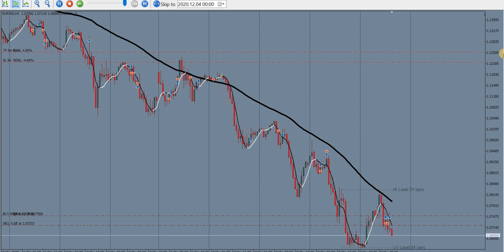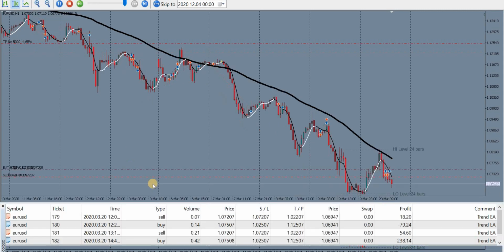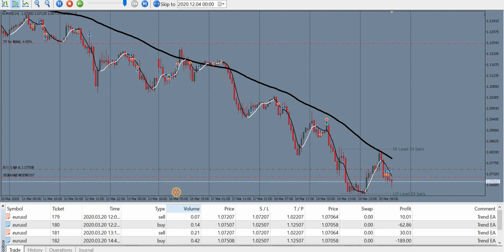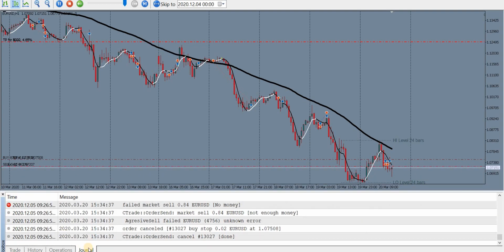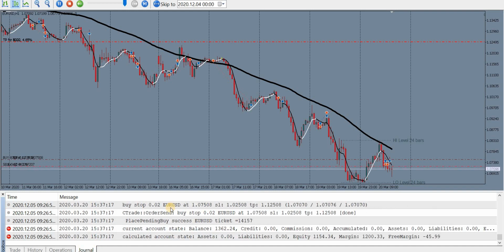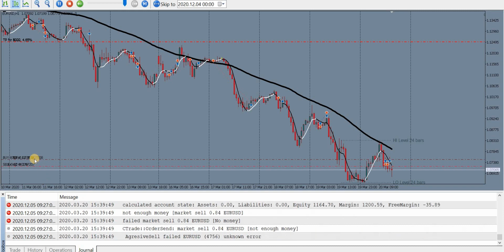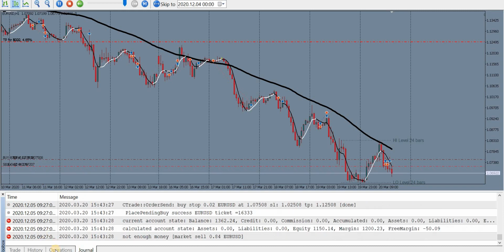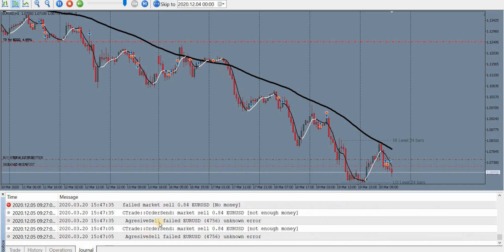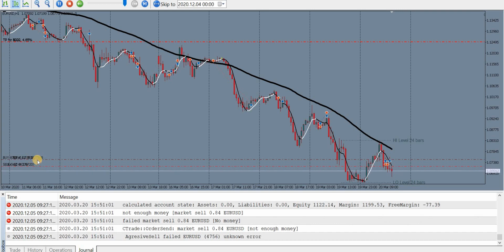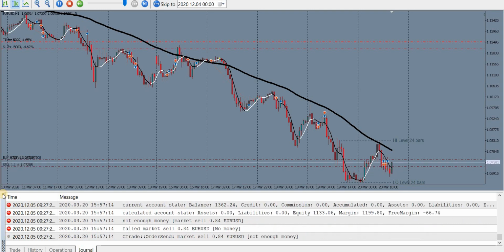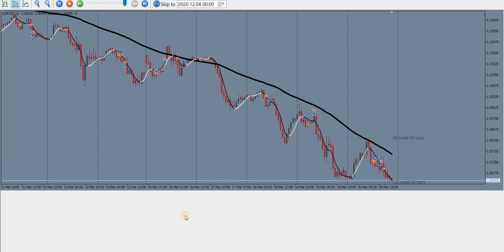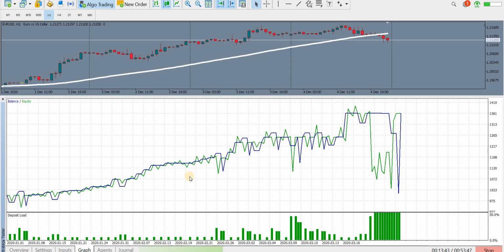Not sure what is happening right now. Why is it so slow? Anything in the toolbox? All right, not enough money. Not enough money to place the probably hedging order, and it takes more for the tester to process. You see what's happening right here. It tries to place a buy stop, but there is not enough money to place the buy stop, because we are using a very high lot size, and that has been shown in the tester right here. It will be a drawdown.